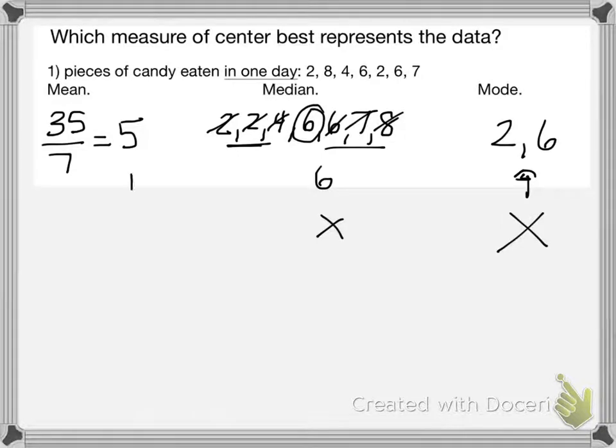And the mean here is 5. That is when we equally distribute things. Let's say we put all the candy in one big pile and then each person takes some pieces out. That 5 means that each person ate 5 pieces. So I would say in this case the mean is an appropriate choice.